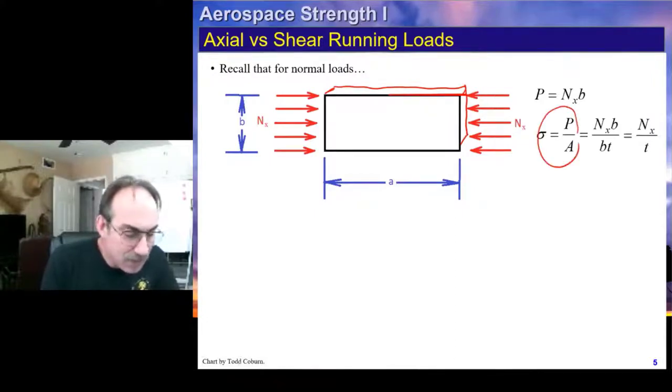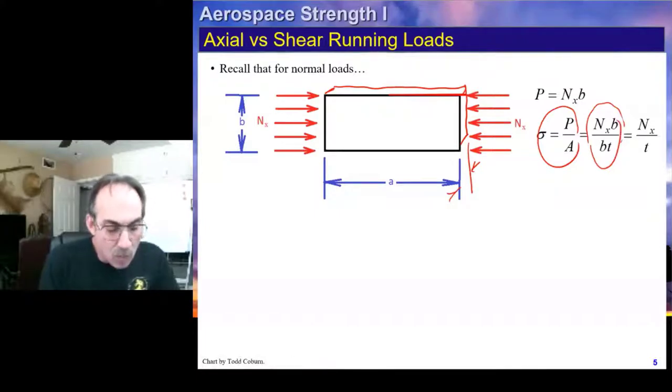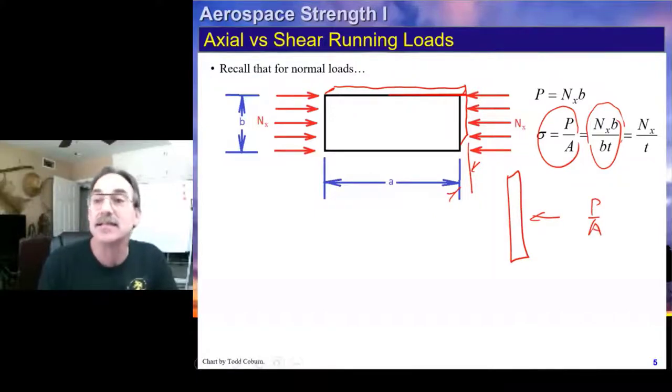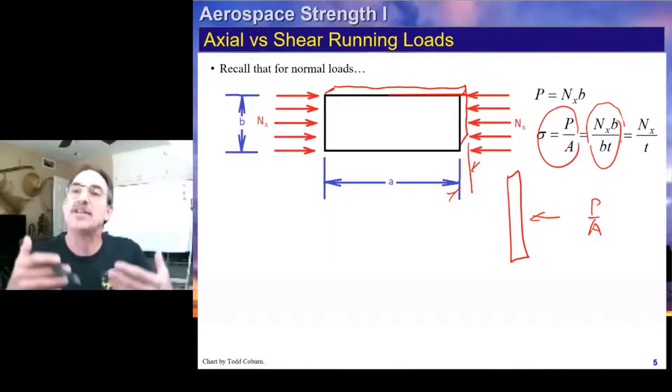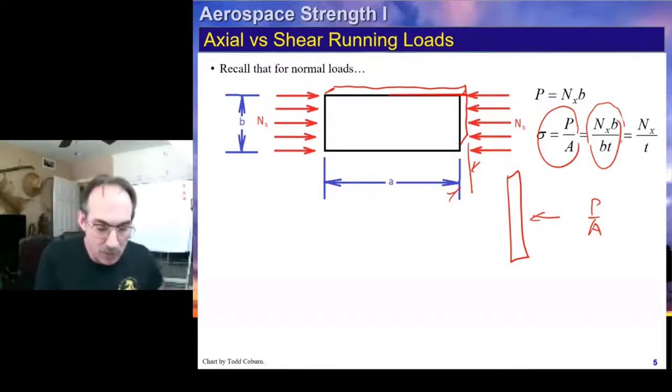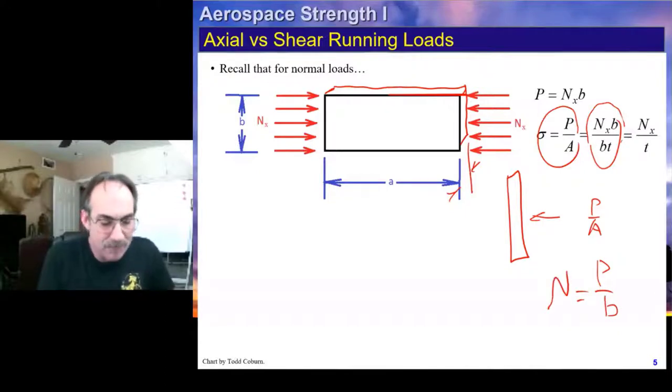And if we call this dimension the height of this thing B and the thickness of this thing T, then actually the stress is just P over BT. When we think about running loads, anytime we have a force acting on an area, it's just P over A, right? That's our stress. But we can also think about the running load. The running load is the force over the major dimension, the longer dimension. So it's force over B, right?